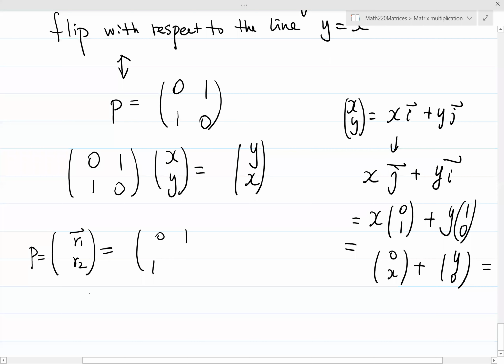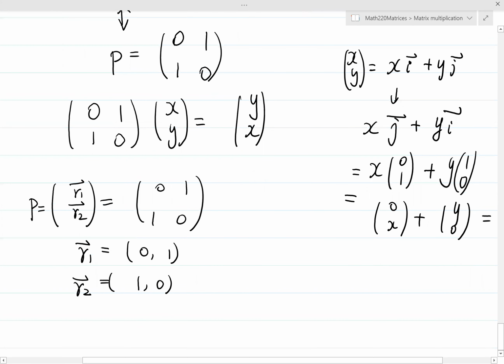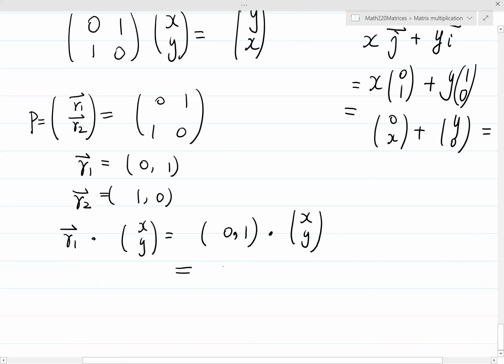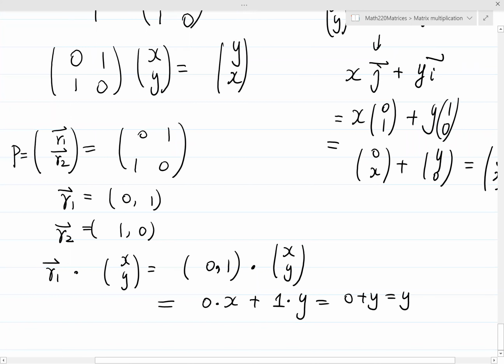So R1 is 0, 1. R2 is 1, 0. And then you dot product with R1. Let's see this vector XY. Then you get 0, 1 dot product with XY. Now you see, the first multiplies the first, the second multiplies the second. So 0 times X plus 1 times Y, which is exactly 0 plus Y, which is Y. So you see, this is exactly the first entry, we get a Y.